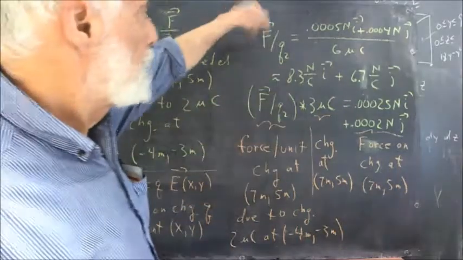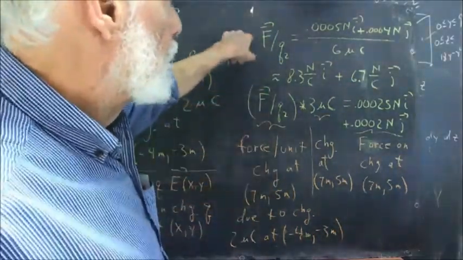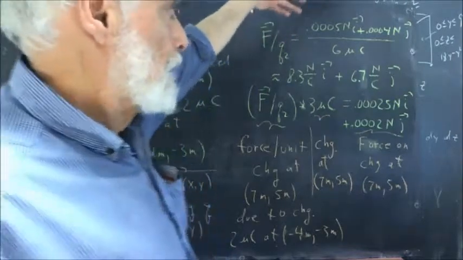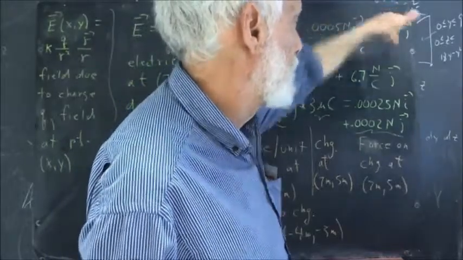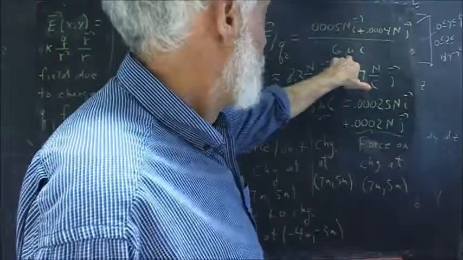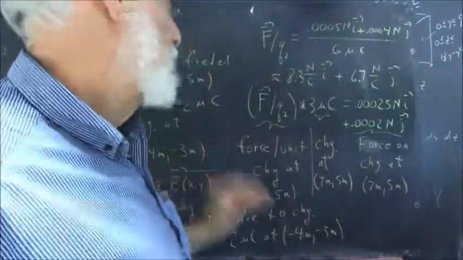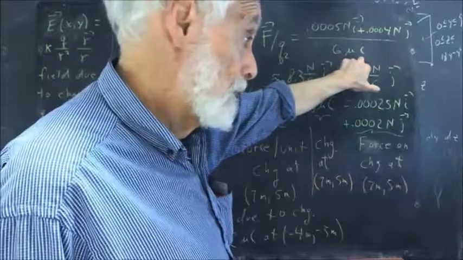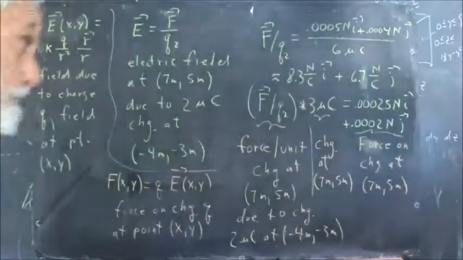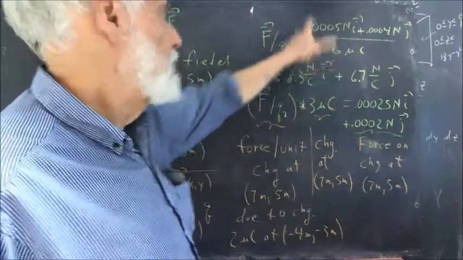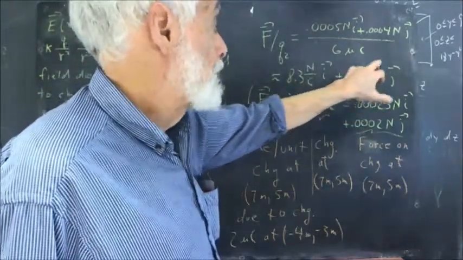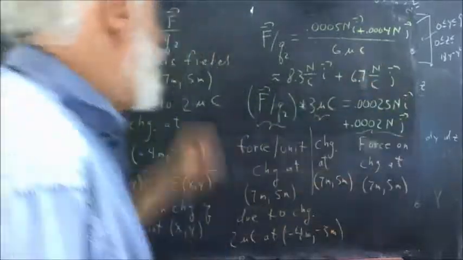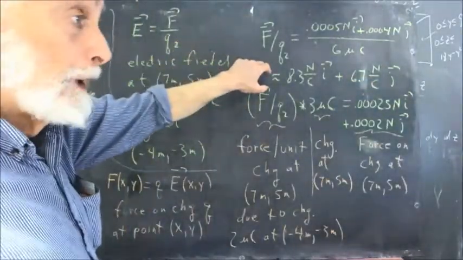Okay, calculating F over Q2, we simply take the force, which we've approximated, and I didn't mention it in the previous, but this is a very rough approximation, 0.005 newtons times i, 0.004 newtons times j, the force that we got using the two charges that were originally postulated, divided by the 6 microcoulombs at the point of the second charge at the second point. And we do that division, we get 8.3 newtons per coulomb times i, plus 6.7 newtons per coulomb times j. So there's your force divided by the charge.